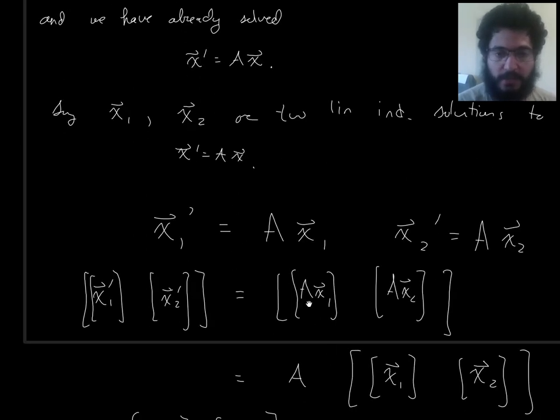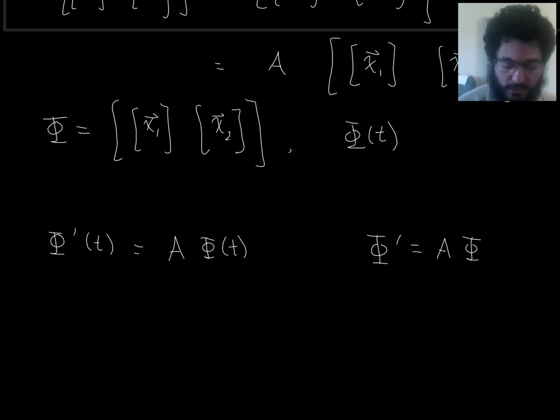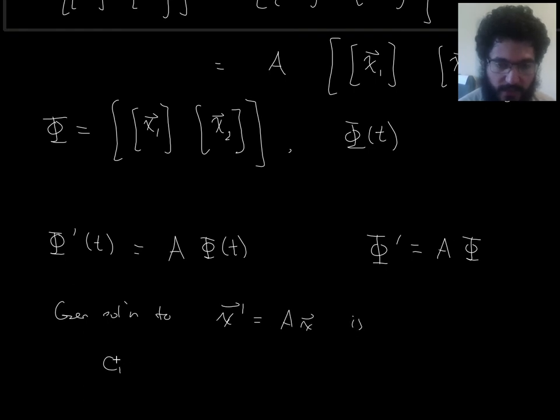Now, can I use this to write the general solution? What's the general solution to the homogeneous differential equation? The general solution to x prime equals Ax is c1 x1 plus c2 x2, if I have my 2 linearly independent solutions, where these coefficients c1 and c2 can be any real numbers. They can just vary. You've got these 2 free parameters that can take on any values, and depending on what you choose, that's the particular solution you're looking at.